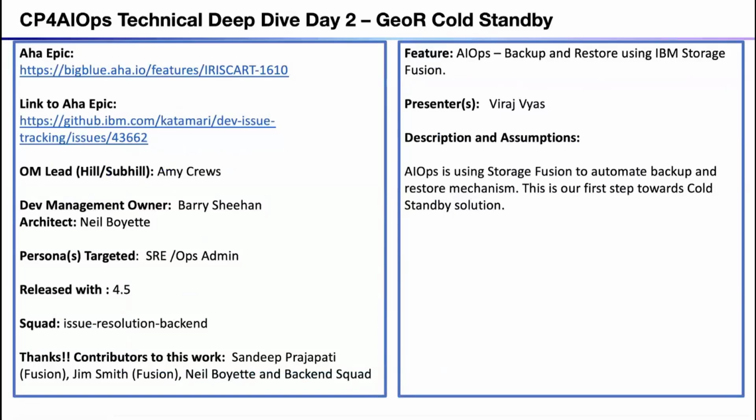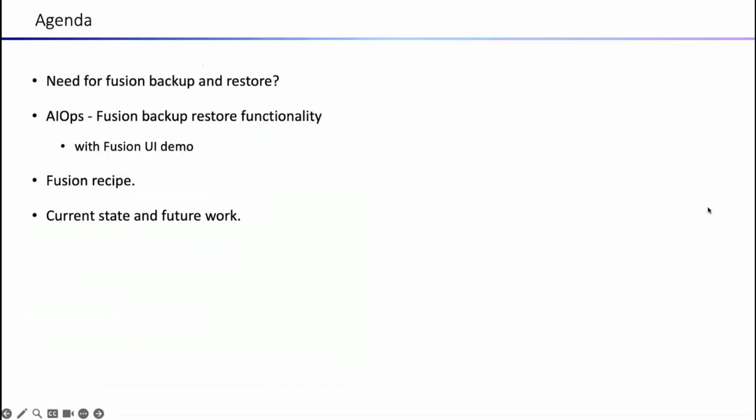The agenda for today is: I'll go through why we need a backup and restore, then I will go through the simplistic diagram and then a detailed diagram of how it works, and then do some demo. We'll run through the documentation and Fusion UI to do the demo, and then we'll go through the recipe, how the recipe was created and what it includes, and what is its current state and what's coming in future.